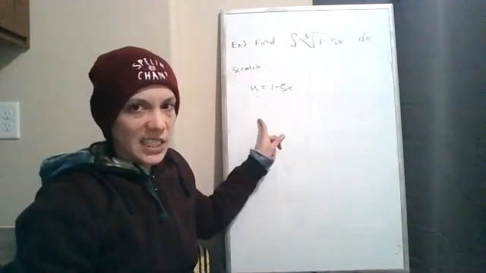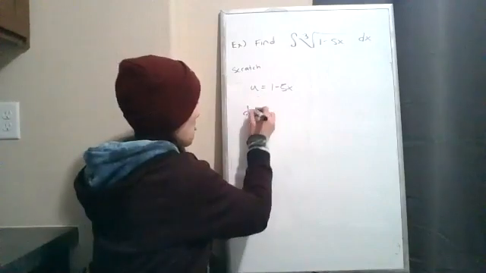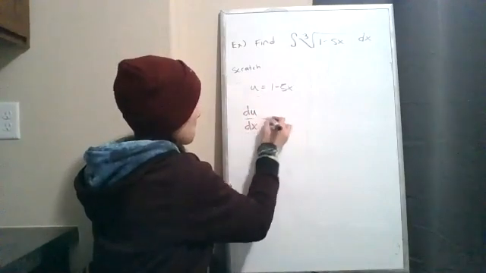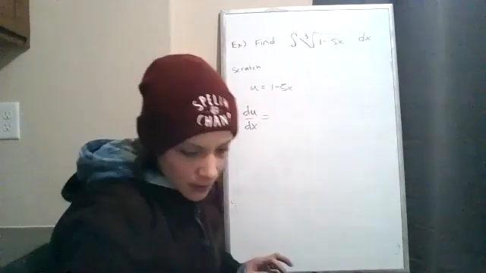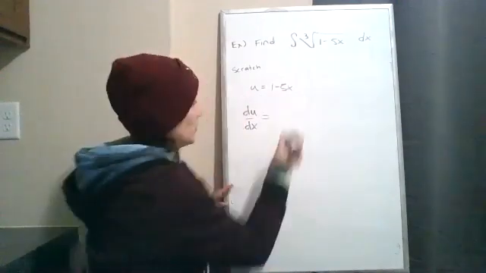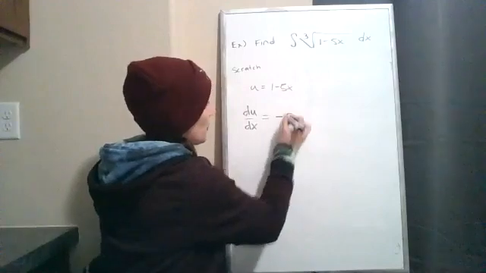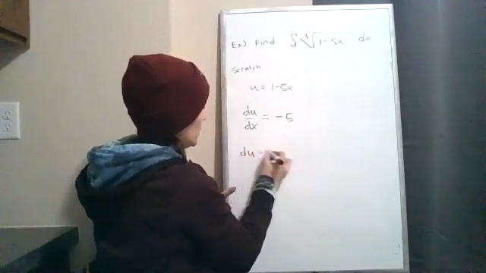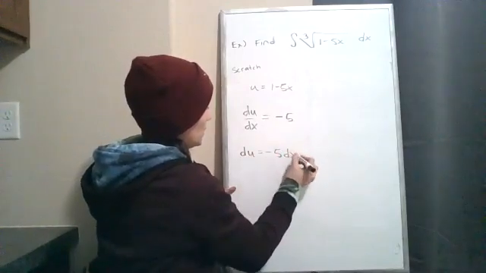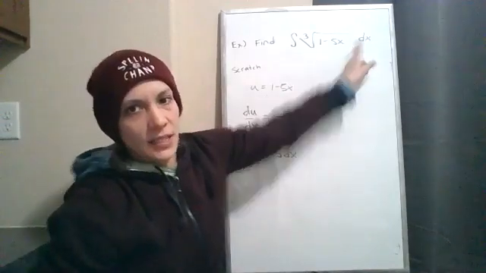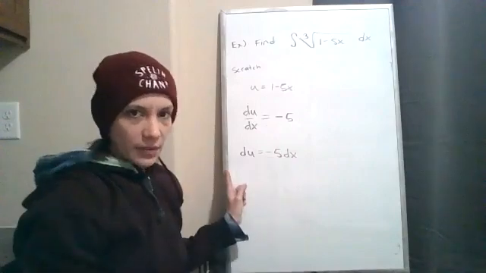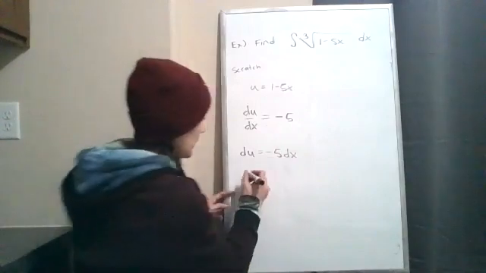Let's do du dx. Yeah, -5. I didn't remember that negative sign. du is -5 dx. Is that what I want? I'm trying to get rid of or replace dx, so let's have -1/5 du equal to dx.